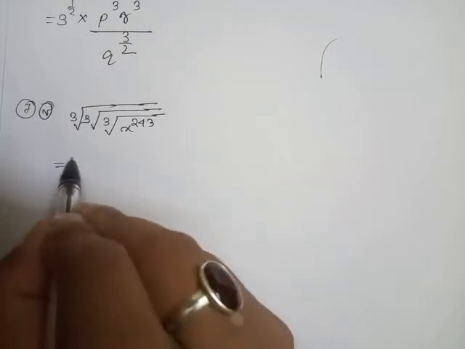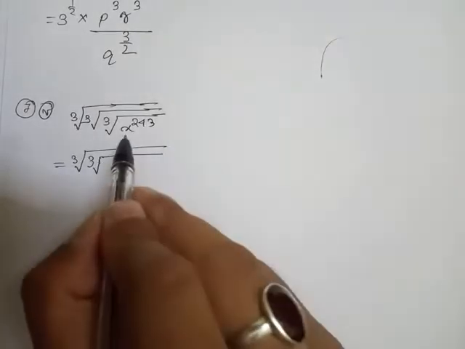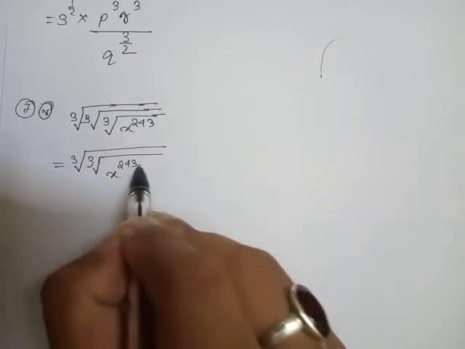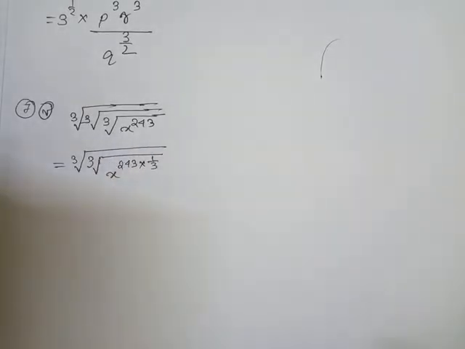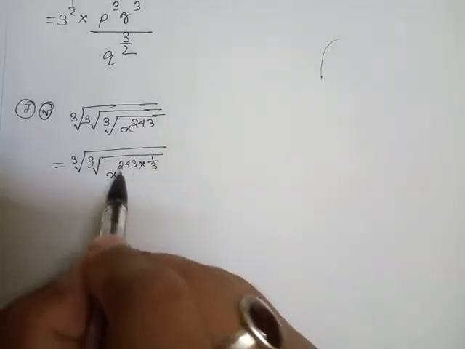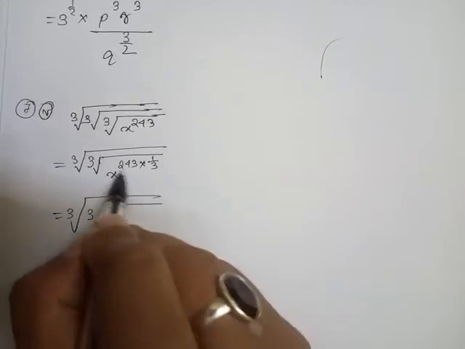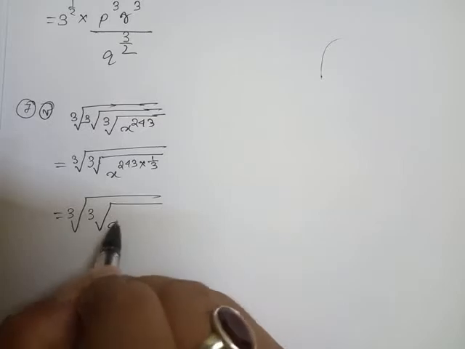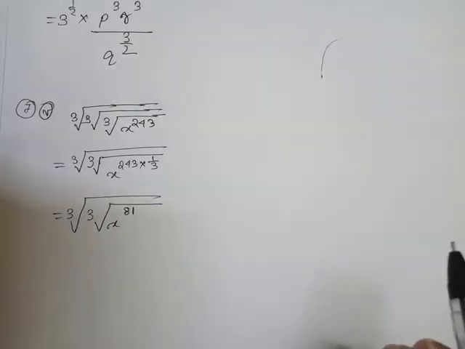In the first step, cube root of will remain same, cube root of will remain same. Now here this x to the power 243 into 1 by 3, this cube root becomes like this, to the power 1 by 3. Now look here, there is a cube root of, again cube root of 243 divided by 3, so 3 into 81 is 243, means x to the power 81.